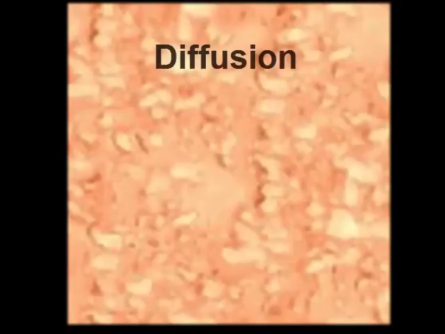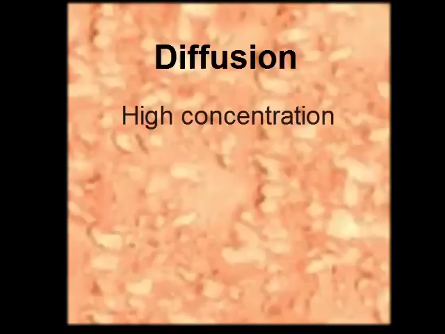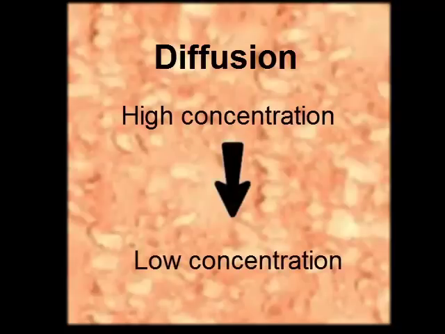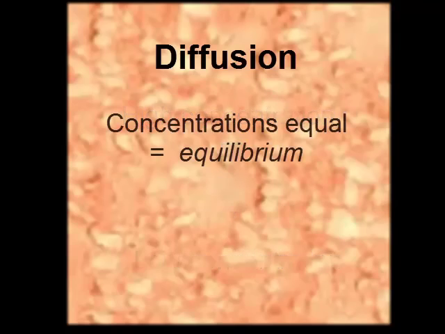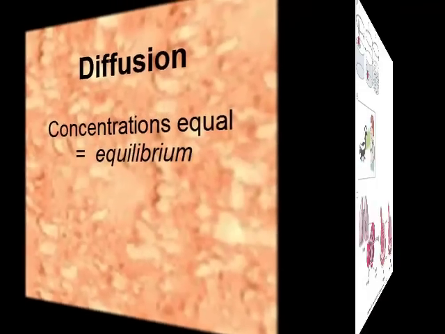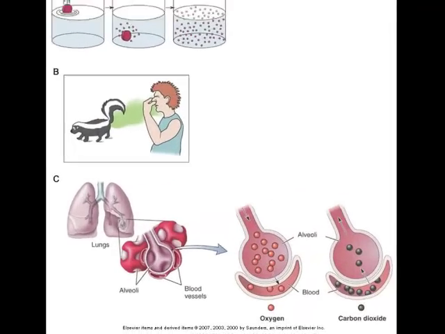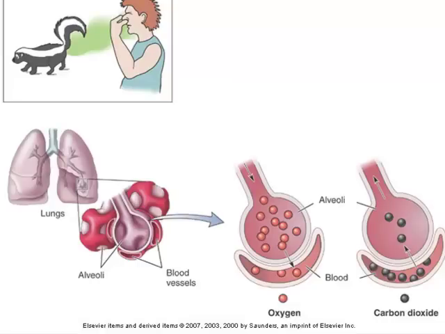The first one is diffusion. Diffusion simply means the movement of substances from an area of high concentration to low concentration. When the concentrations are equal, it's said to be at equilibrium. The example in the book talks about the movement of oxygen and carbon dioxide between the blood and the lungs. So basically, when we breathe air in, there's more oxygen in our lungs than in our blood. So the oxygen moves from our lungs and into the blood.